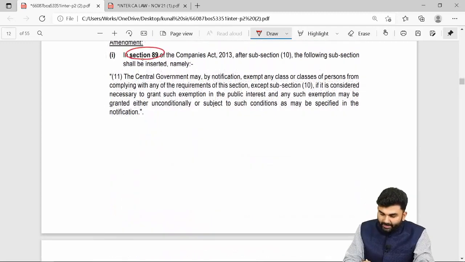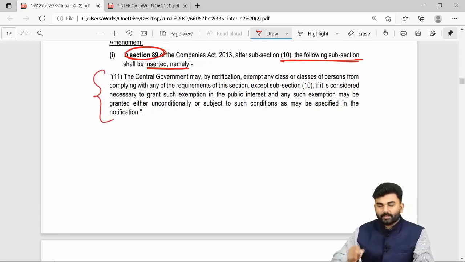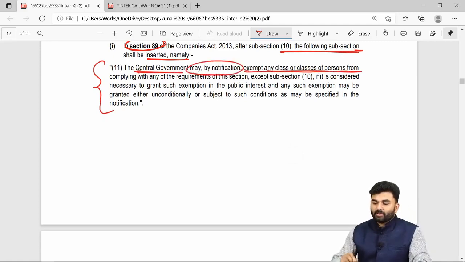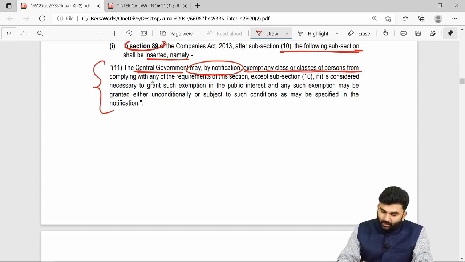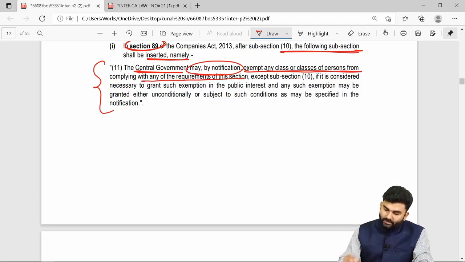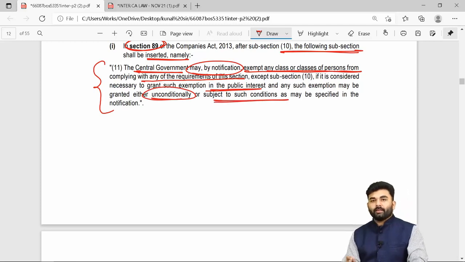Under section number 89, you need to insert one new clause. The new clause says that central government may by notification exempt any class or classes of persons from complying with the requirements of section number 89. Such exemption may be given in public interest, and such exemptions can be granted either unconditionally or subject to certain conditions.